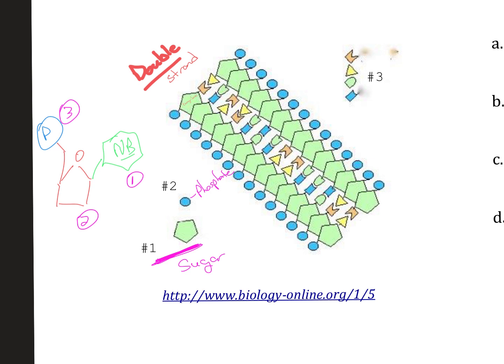And what are these 4 different shapes here that are stuck off the sugar at this point? What are these things?